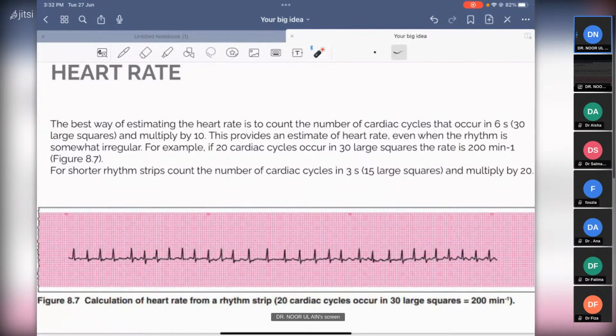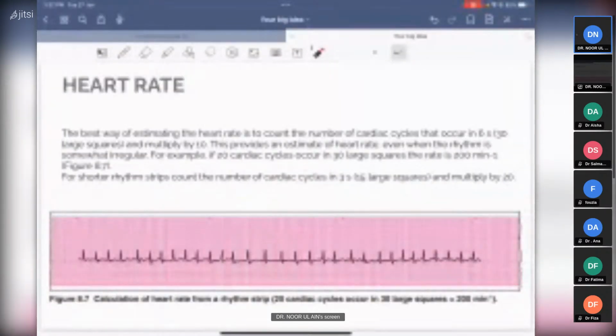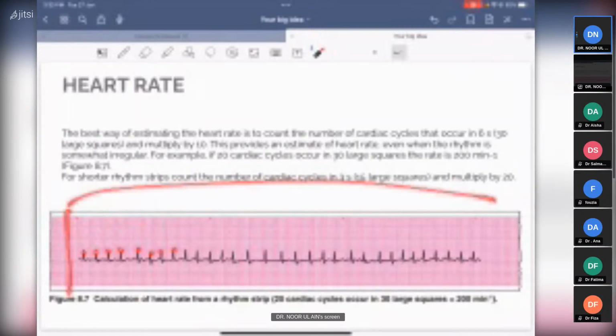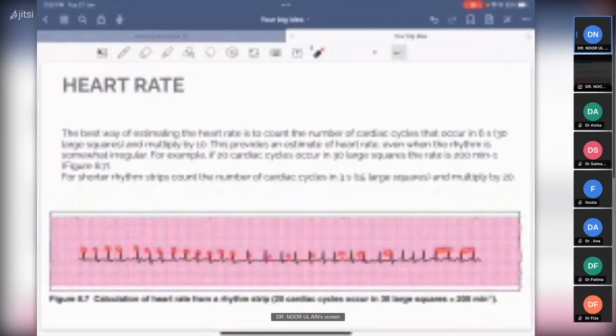So if your rhythm strip is big, a huge rhythm strip, you literally take 30 large squares. We will count 30 large squares and see how many cardiac cycles there are. You see these peaks. How many peaks are there? Let's suppose this is my 30 large squares, for example. So I will count 1, 2, 3, 4, 5, 6, 7, 8, 9, 10, 11, 12, 13, 14, 15, 16, 17, until whatever I have, multiply by 10. This is my heart rate.